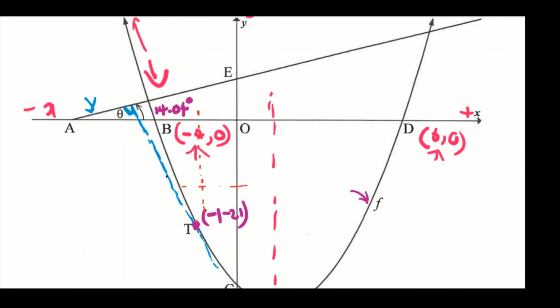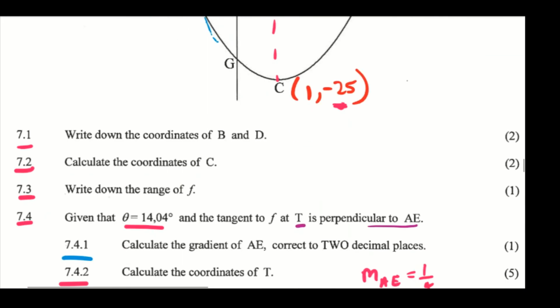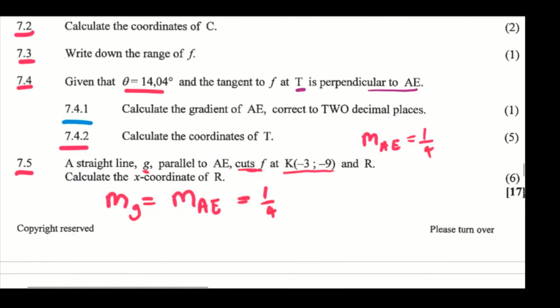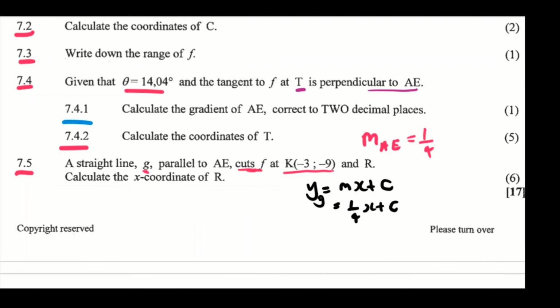But yes, I might not be accurate, but it's just somewhere in this region. So what's happening is we now have our point K, right? So our equation would be y of g equals mx plus c. And we know the gradient is 1 over 4, so it equals 1 over 4 x plus c. So to find the equation of g, we're going to substitute this point K.